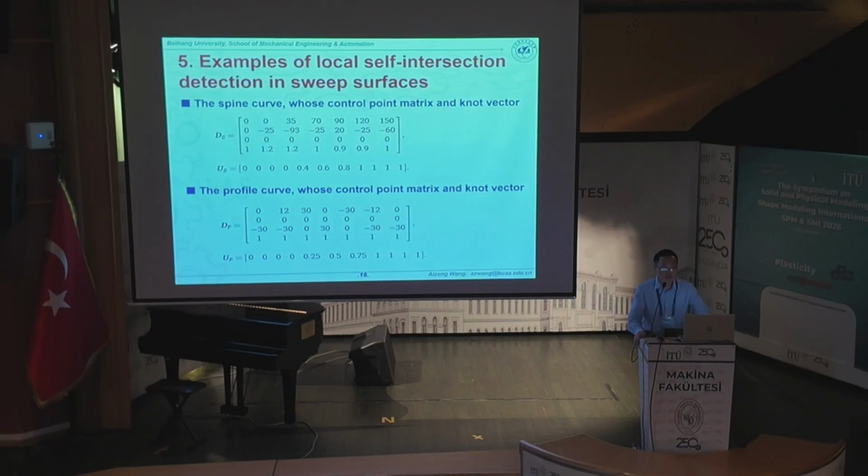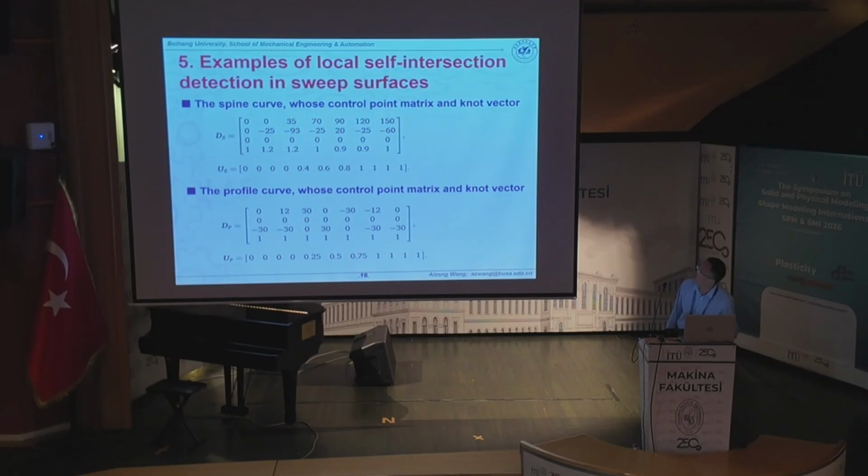As shown on the previous slide, the spectrum is a cubic NURBS curve whose control point matrix and node vector are represented by DS and US. The profile curve is a cubic B-spline curve whose control point matrix and node vector are represented by DP and UP.